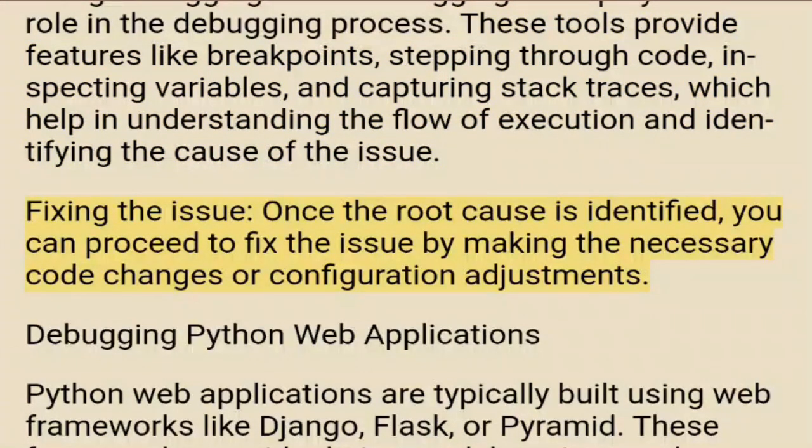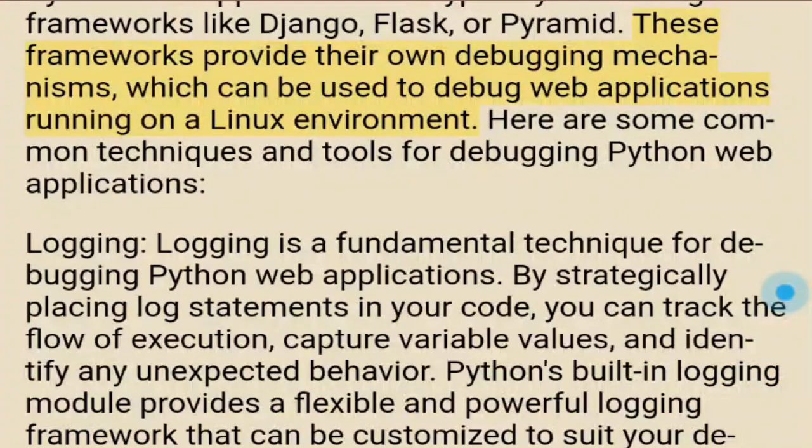Fixing the issue. Once the root cause is identified, you can proceed to fix the issue by making the necessary code changes or configuration adjustments. Debugging Python web applications. Python web applications are typically built using web frameworks like Django, Flask, or Pyramid. These frameworks provide their own debugging mechanisms, which can be used to debug web applications running on a Linux environment. Here are some common techniques and tools for debugging Python web applications.